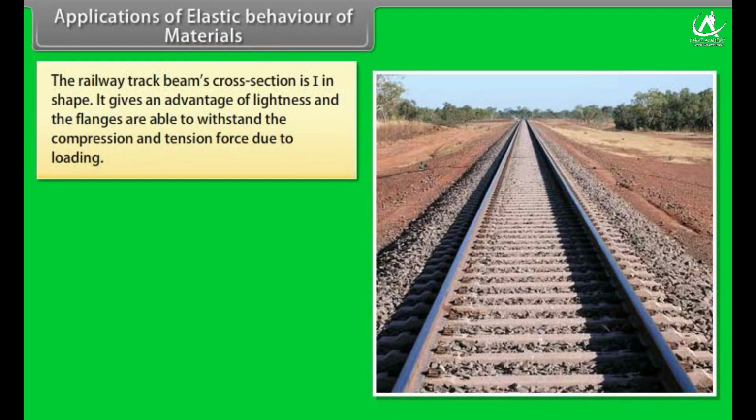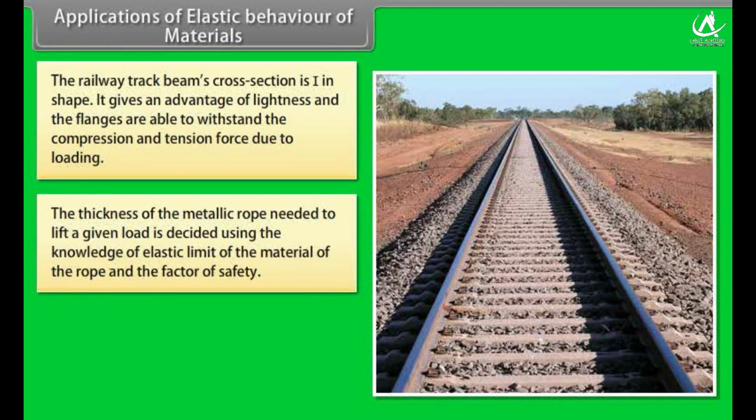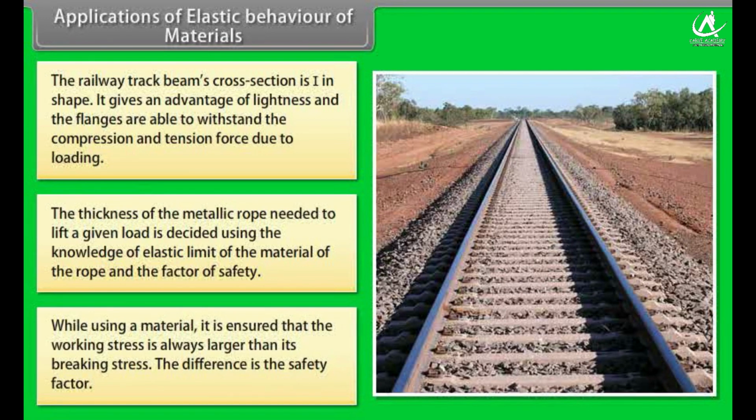The railway track beam's cross-section is I in shape. It gives an advantage of lightness and the flanges are able to withstand the compression and tension force due to loading. The thickness of the metallic rope needed to lift a given load is decided using the knowledge of elastic limit of the material of the rope and the factor of safety. While using a material, it is ensured that the working stress is always smaller than its breaking stress. The difference is the safety factor.